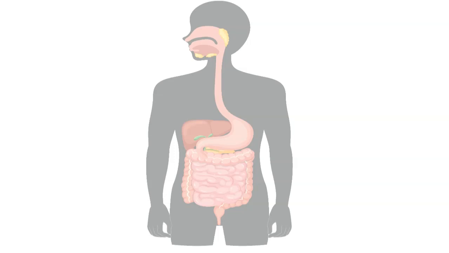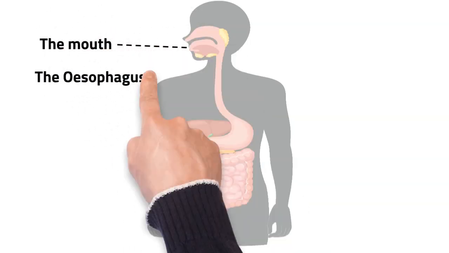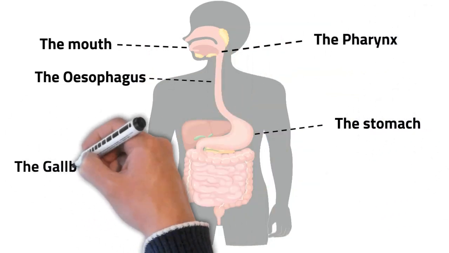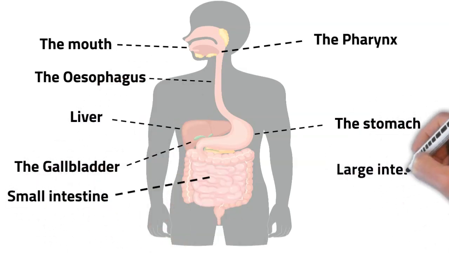I will explain the following parts of the digestive system: the mouth, the esophagus, the pharynx, the stomach, the gallbladder, liver, small intestine, large intestine, the rectum, and anus.